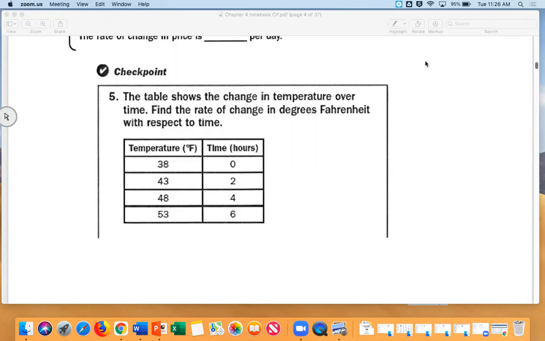So here we go. Find the rate of change. Now, time is typically my x value. So what am I going up by here, Joey? What am I going up by?